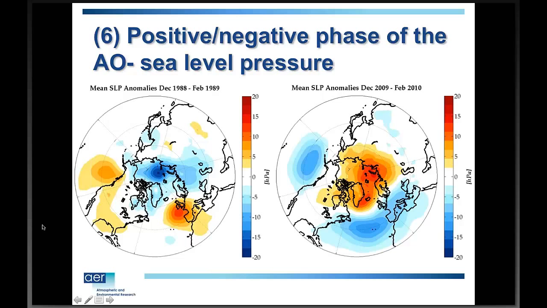In general, though, you have that low pressure over the high latitudes and high pressure anomalies over the mid-latitudes. And then in 2009-10, you have the opposite, where you have high pressure anomalies over the Arctic, and low pressure anomalies in the ocean basins. So 1989 is a canonical positive Arctic oscillation pattern, and 2009-10 is a canonical negative Arctic oscillation pattern.